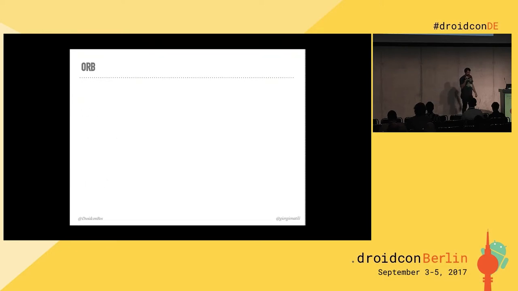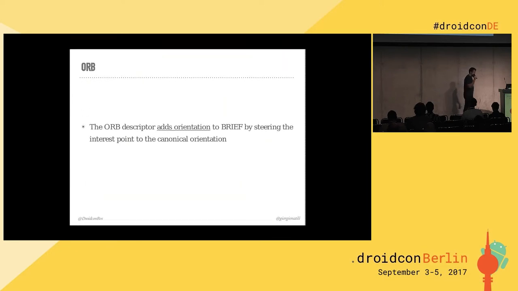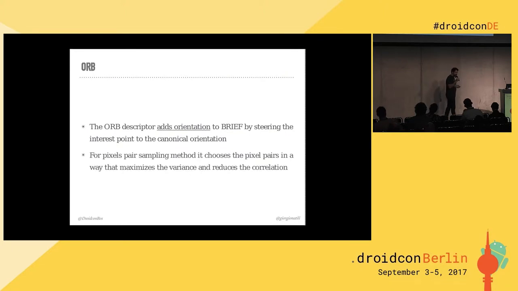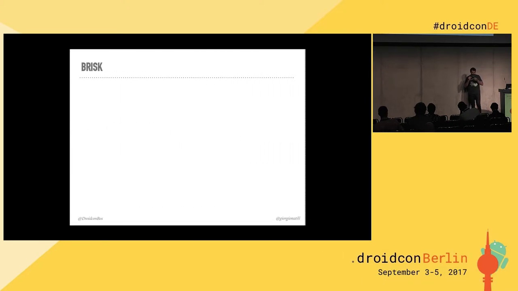The ORB feature descriptor adds orientation to BRIEF. So you understand not just a feature, but also the orientation of the feature. This can be very useful when you are trying to detect sources of light and corners, and the pixels are obtained through the variance.